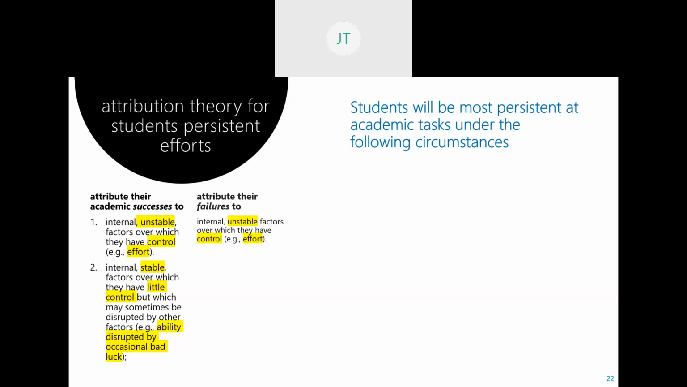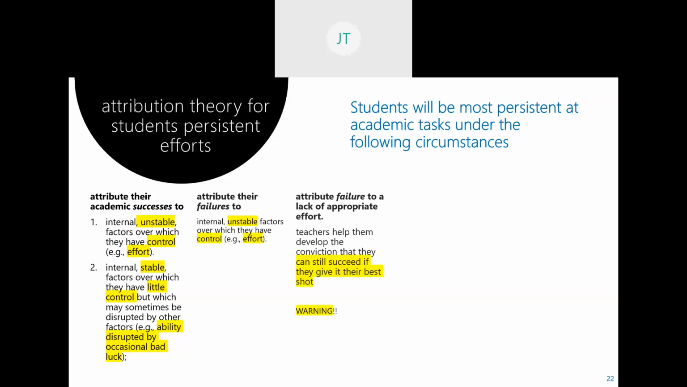Then attributing their failures to unstable factors over which they have control, which is effort. So I failed, I did not give enough time. If I put in more time, I'll pass. Attribute failure to lack of appropriate effort, so they can still succeed if they give their best shot. Now teachers say that. But I put a warning over there.